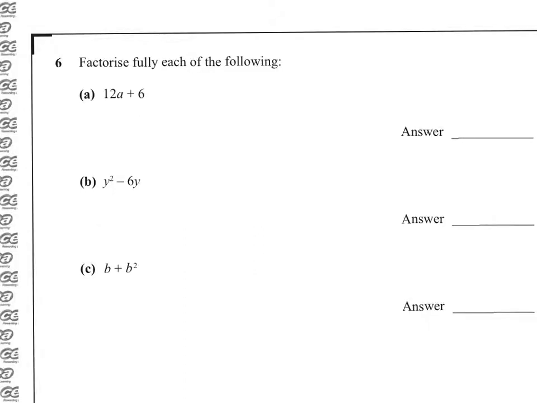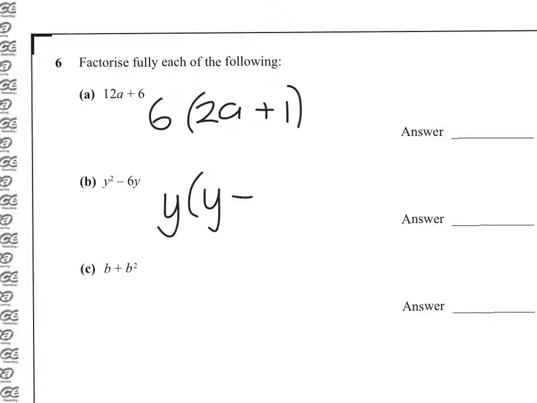Factorising, we're looking for a number that goes into both 12 and 6, and that is 6. 6 times 2 gives 12, 6 times 1 gives 6. Common factor for y squared and y will be y. Y times y is y squared, y times minus 6 is minus 6y.